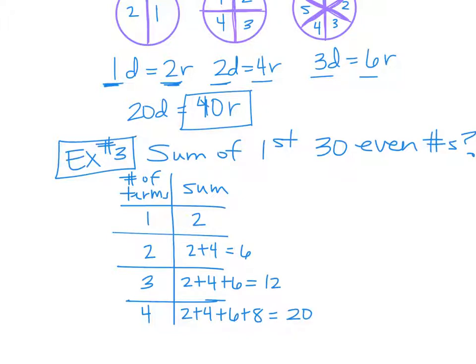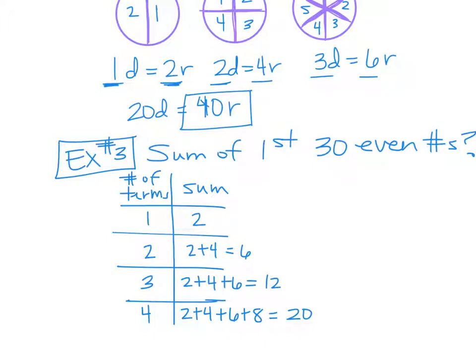Okay? Now, here's the deal. If I want to get to 30 even numbers and I do it that way, I have to go 2 plus 4 plus 6 plus 8 plus 10 plus 12 plus 14 plus 16 plus 18, and I'm only at 10 right now, right? You've got to do that 30 times.